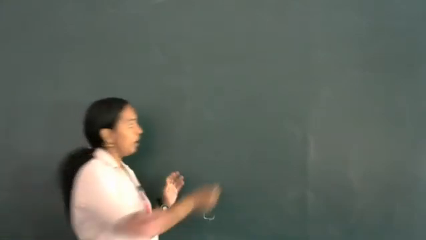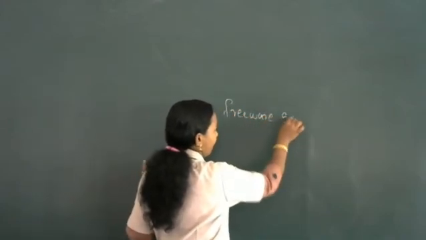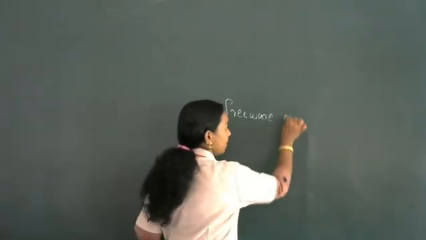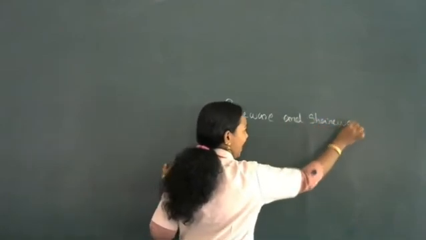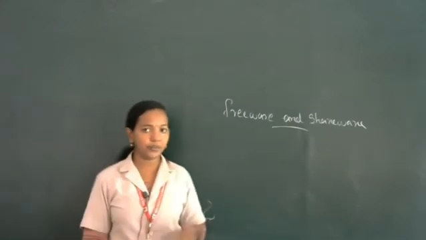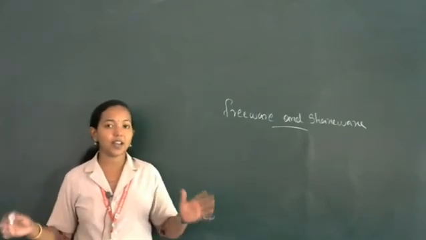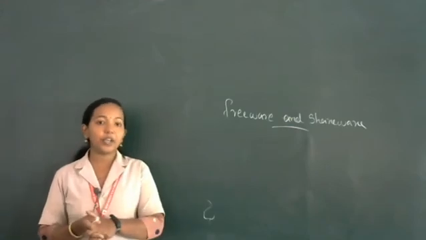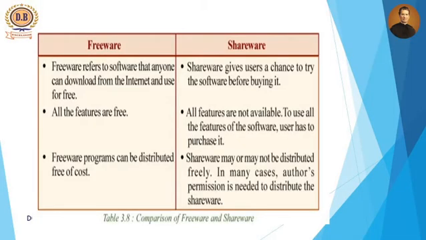Next one was freeware software, freeware and shareware. We discussed freeware software. Freeware means free to use. The second one is shareware software. These are two special kinds of software. By a picture I am going to explain the comparison between freeware and shareware. Please look at the picture.